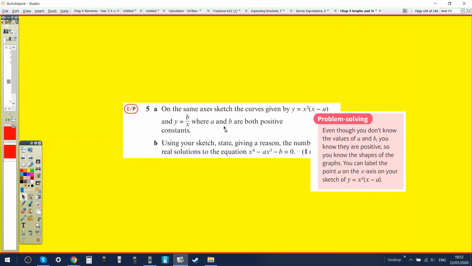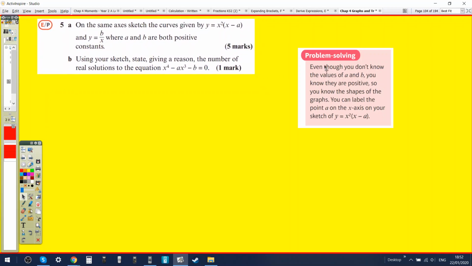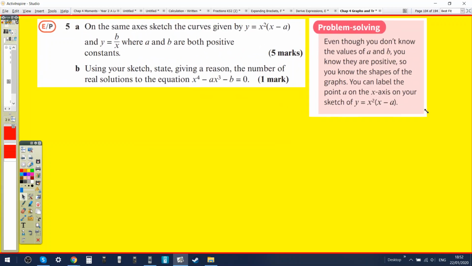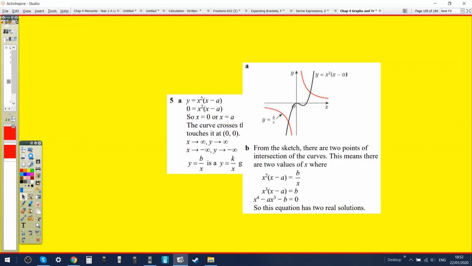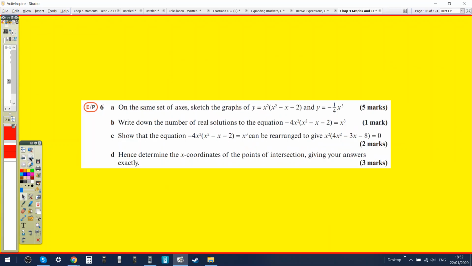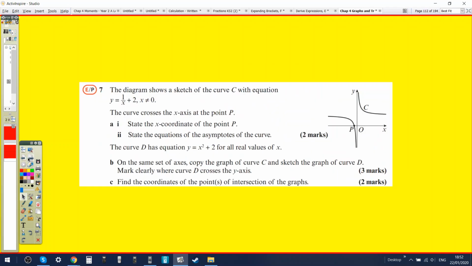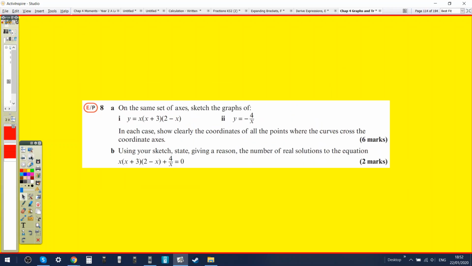Okay. Almost identical. Looks good to me. How do we do this one? So. One second. Oops, I'm going backwards.